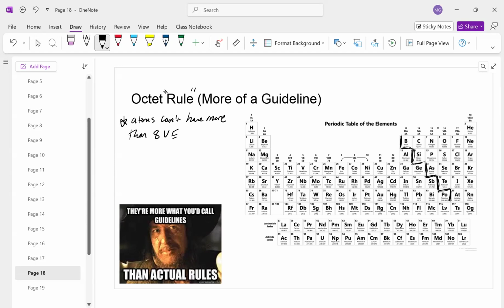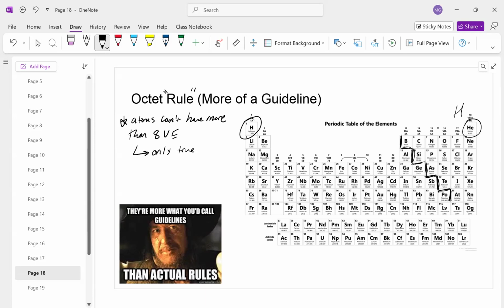Now, there are a lot of exceptions to this. Right off the bat, hydrogen and helium. Even though I know hydrogen is on the left side, hydrogen is a non-metal. Sometimes you might even see it over here on the periodic table, but hydrogen's a non-metal. Hydrogen and helium are happy with 2 valence electrons. In fact, they can't hold any more. The only orbital they have is a 1s orbital. So they physically cannot hold any more.